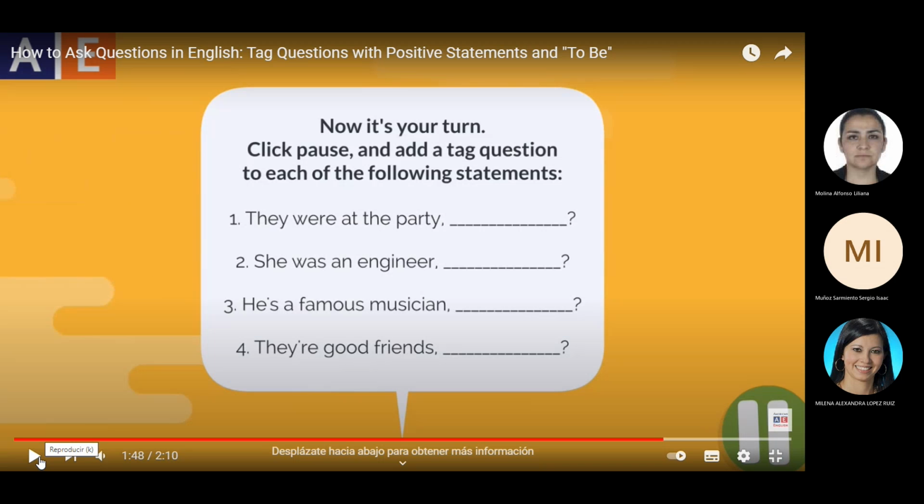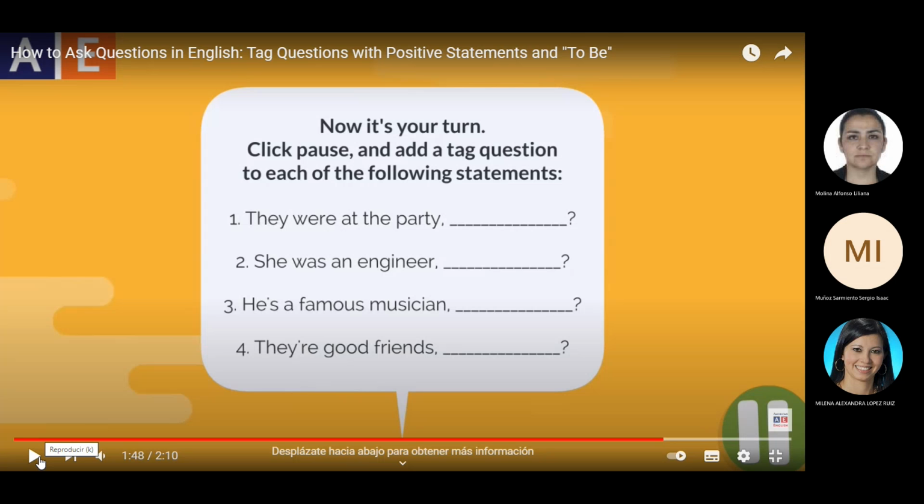Okay, is the explanation clear, guys? Yes? Is it clear? Clear, teacher. Okay, so what is the idea? You are going to read these sentences and add the tag question to each of the following statements. So let's start. Sergio, do you want to try number one?